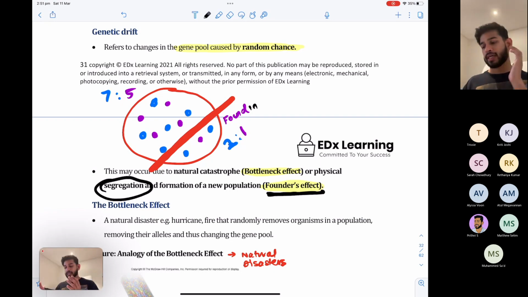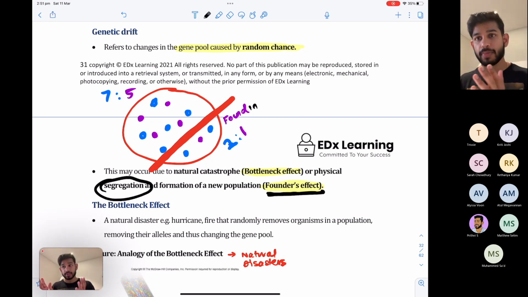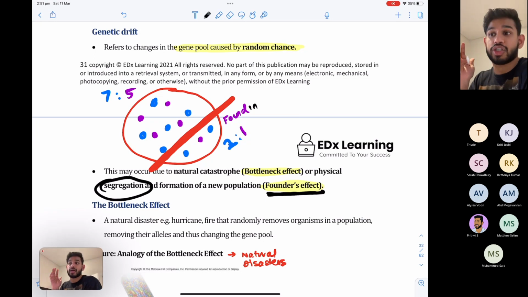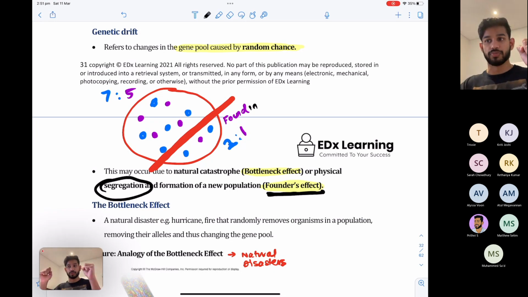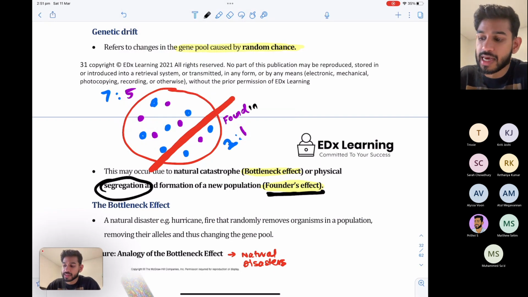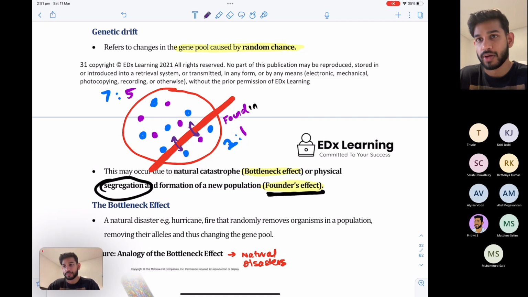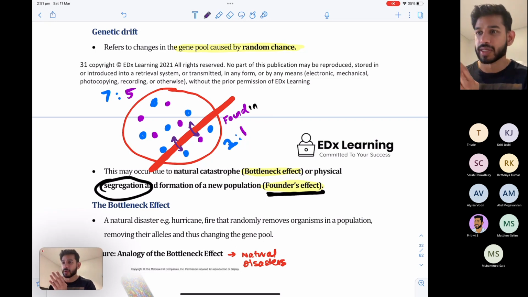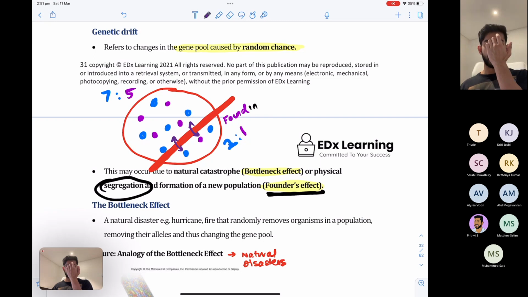Okay, so key things here, genetic drift, there are two mechanisms: the bottleneck effect, natural disasters, and the founder's effect, where there's geographic isolation or separation of the original population into two groups. Okay, and the key thing I want to hear in your exam answers is these groups can no longer interbreed with one another because of this geographical separation. If you can still migrate to the other population and interbreed, you haven't actually segregated the two populations. Okay, any questions so far?